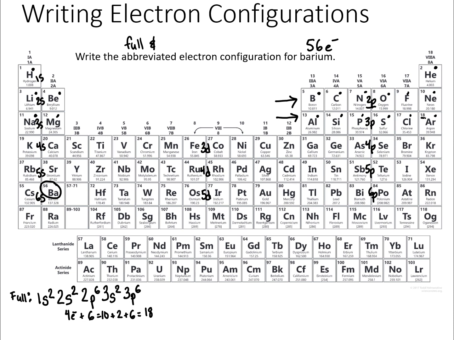After the 3p, we fill the 4s with 2 electrons. What sublevel do we fill after that?